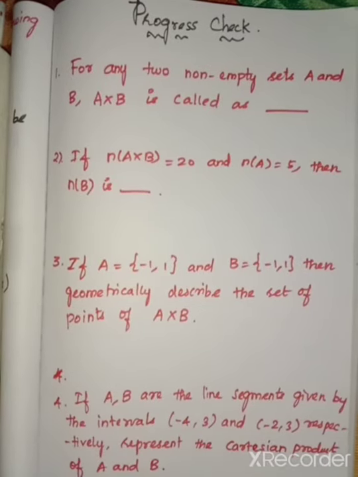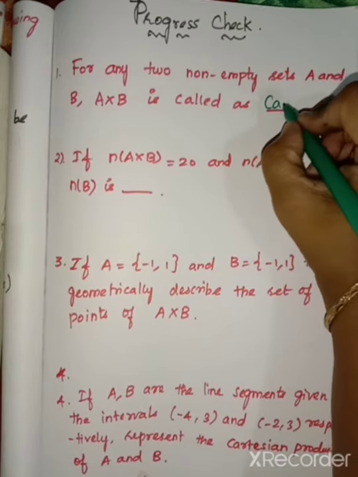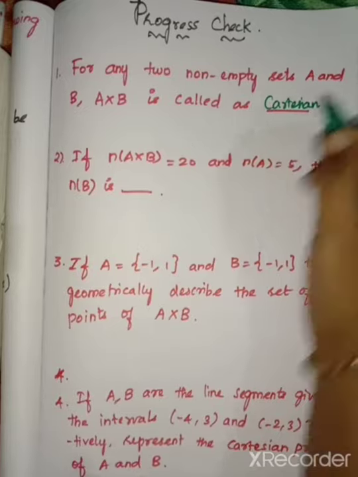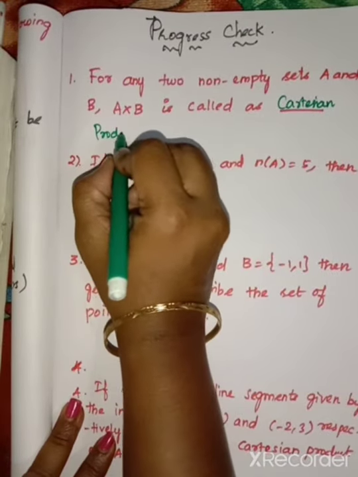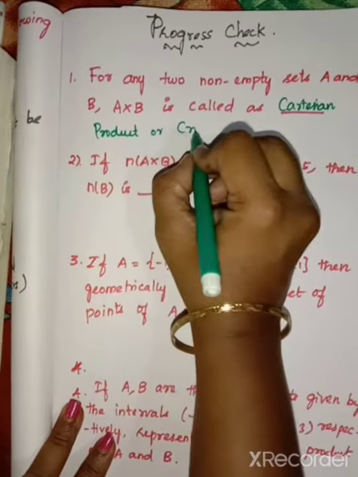Dear students, now we have to see the progress check. It can be asked in one word, and also in the 2 mark. So you have to write in the book itself. Those who didn't buy the book, you have to write in your CW note. So the first one is, for any two non-empty sets A and B, A cross B is called as what? This is one definition. The first definition we can see is Cartesian product or cross product.